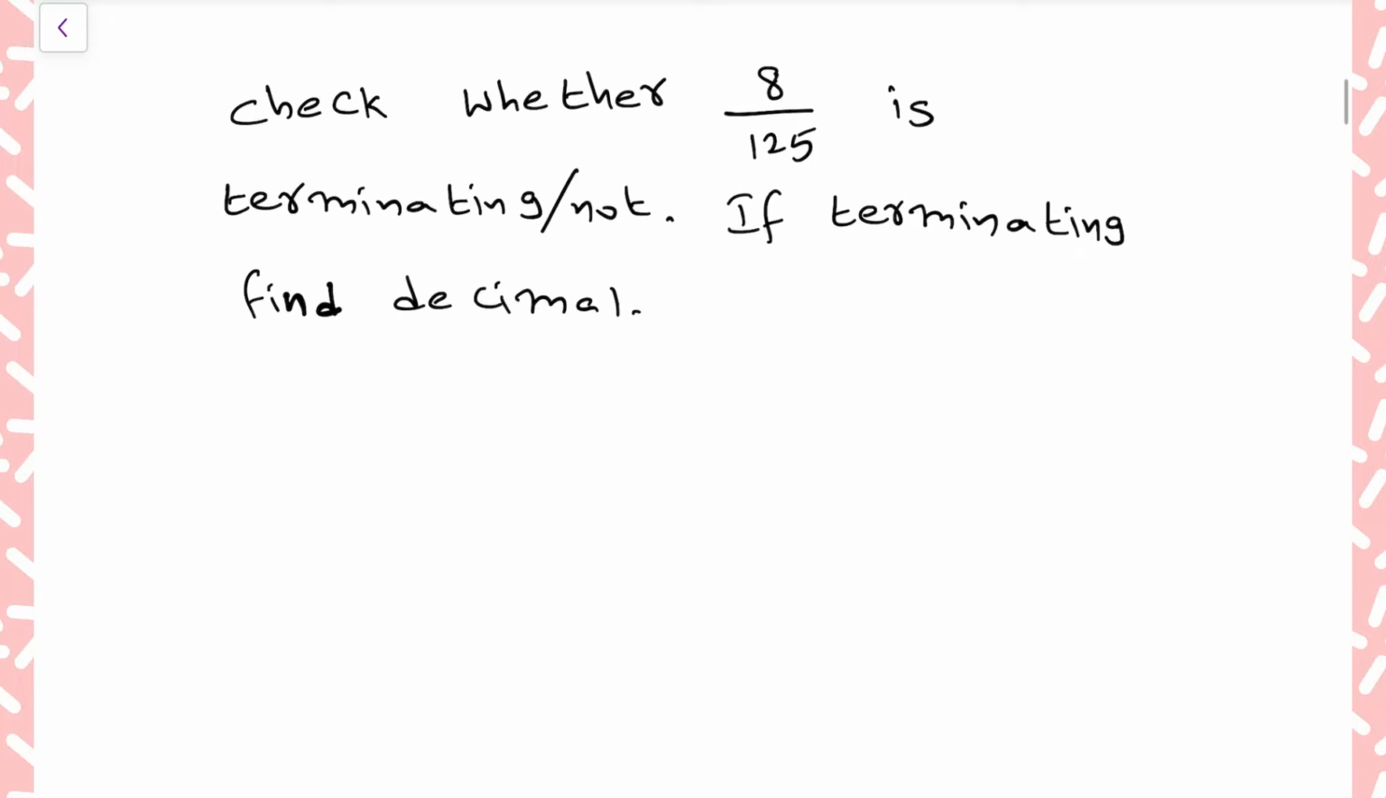Next, check whether 8 by 125 is a terminating decimal or a non-terminating repeating type of decimal. If it is a terminating decimal, then find the decimal of that number. So 8 divided by 125, which is 8 by 5 power 3, 5 into 5 into 5. Already we know if the denominator is in the form of 2 power n into 5 power m, and I repeat, if the denominator is in the form of 2 power n into 5 power m, then we can say that it has a terminating decimal.